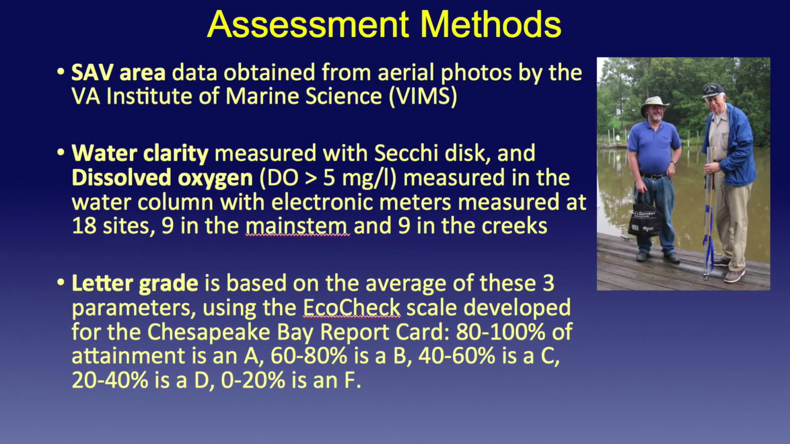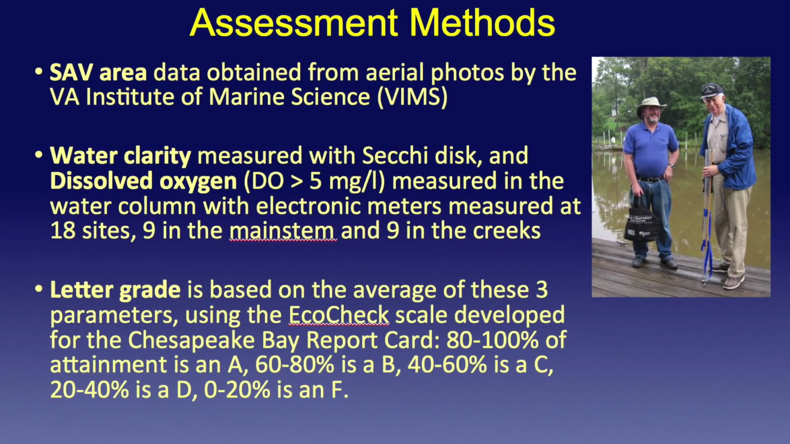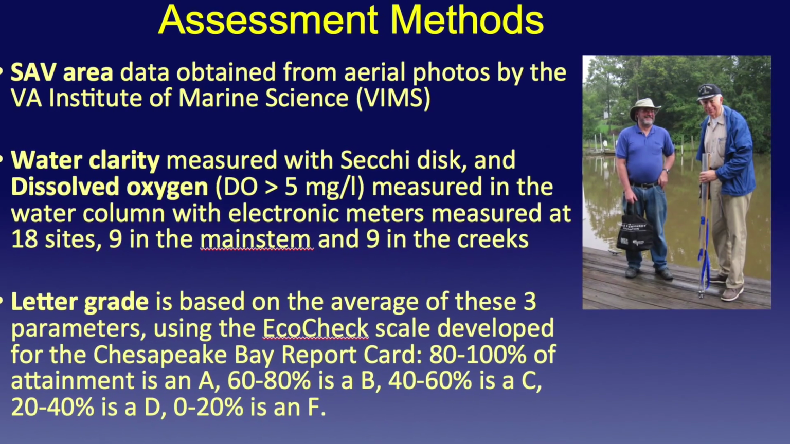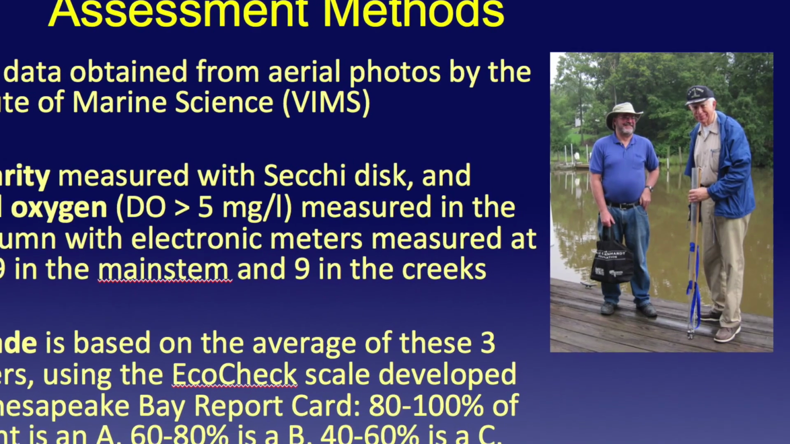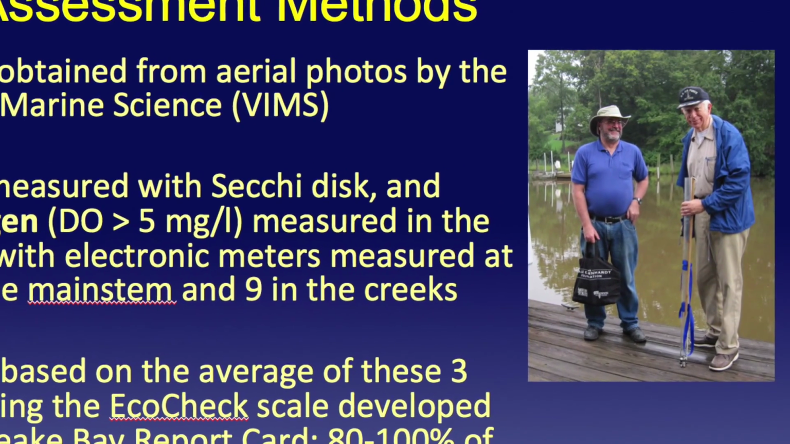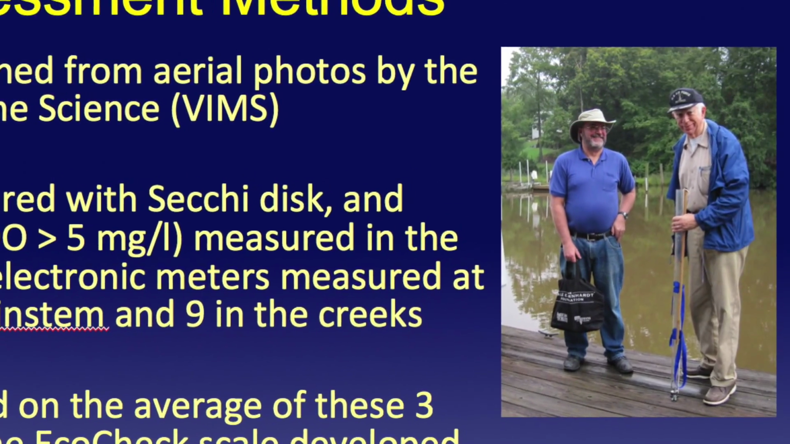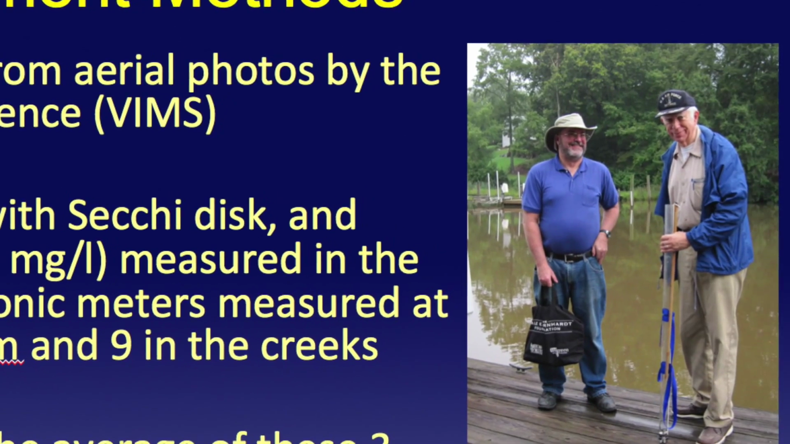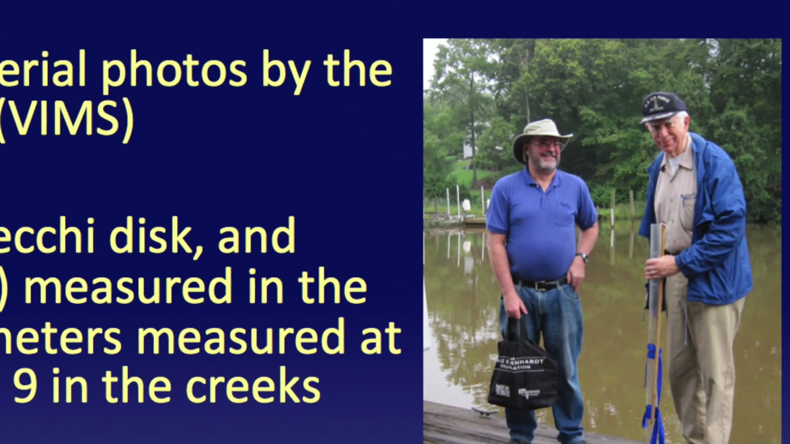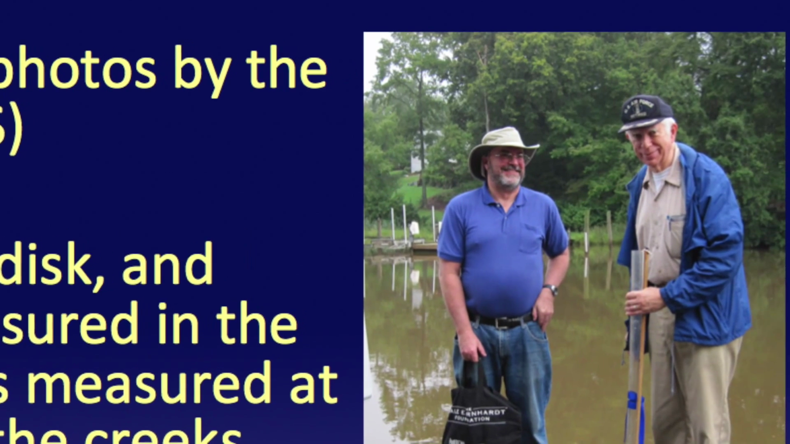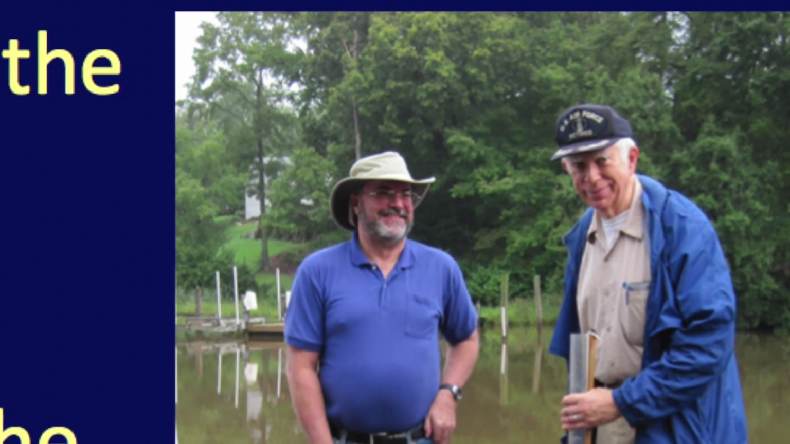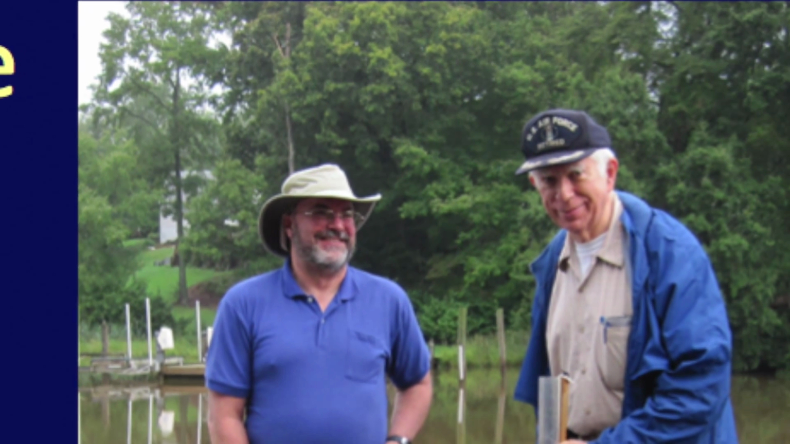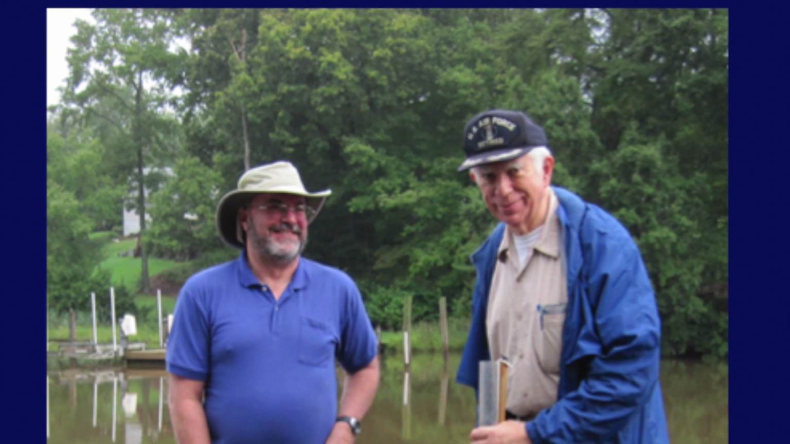And so, as I said, we get the data from VIMS for the SAV area. Although this year, VIMS has not published the data for the Magothy yet. I did try to have a little chat with them, and they think they may have seen a little bit, but we have no quantitative data from them. The water clarity with the Secchi disc, here are 2 of our volunteers who are out there on the river doing some sampling.